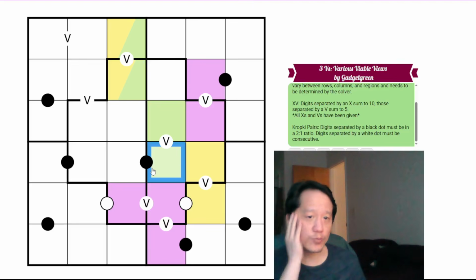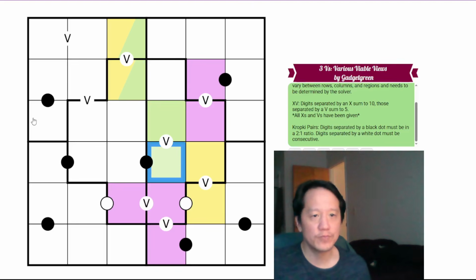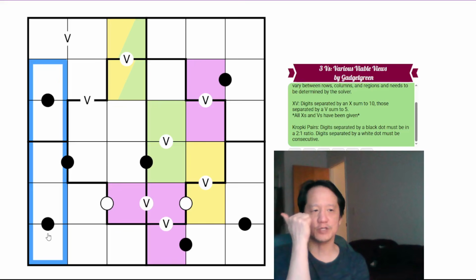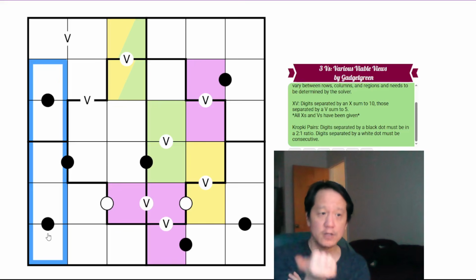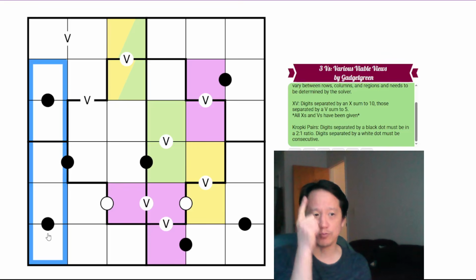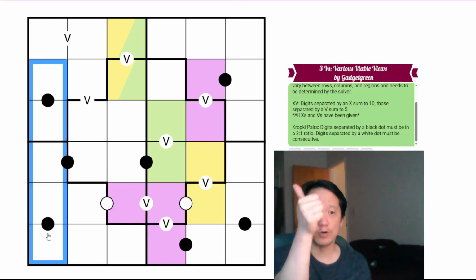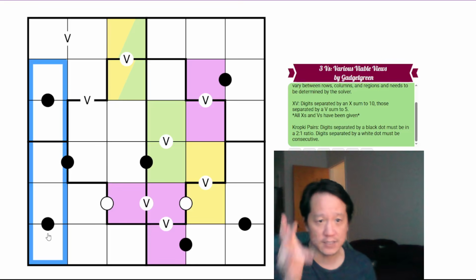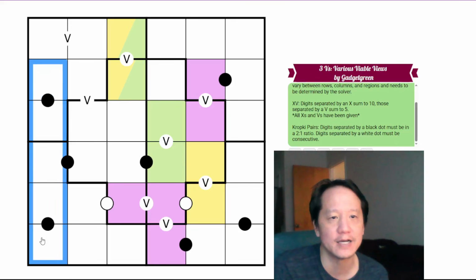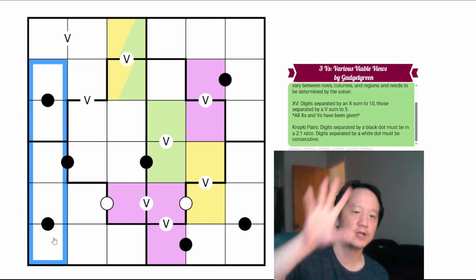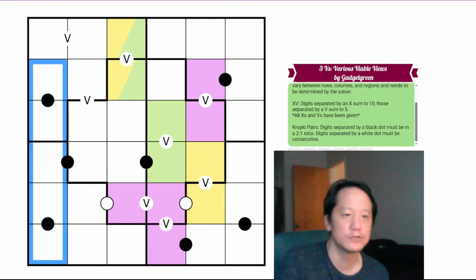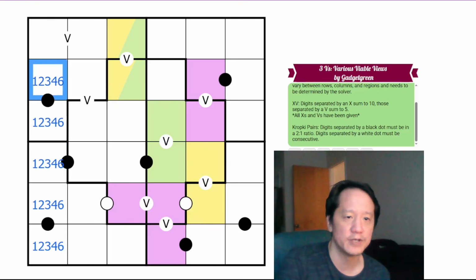Anytime we have a black Kropki dot, what digits can be in a 1:2 ratio with each other from 0 to 6? 2 can be in a 1:2 ratio with 1 and 4. 6 can only be in a 1:2 ratio with 3. So only 1, 2, 3, 4, and 6 can be next to a black Kropki dot. Well, in column 1, we have 5 cells next to black Kropki dots. So this must be a 1, 2, 3, 4, 6 combination.